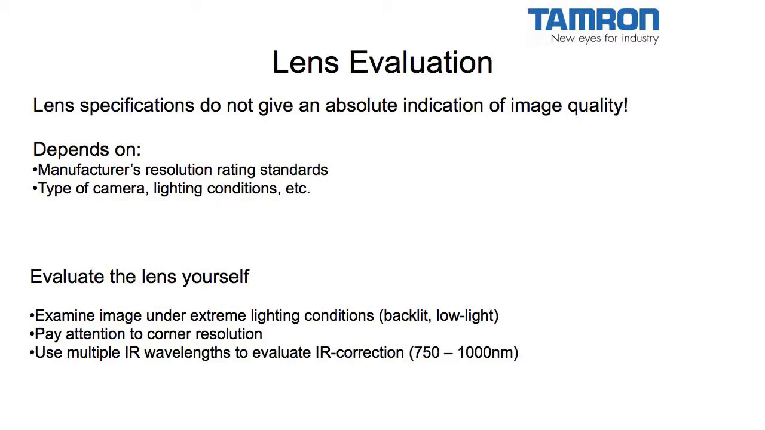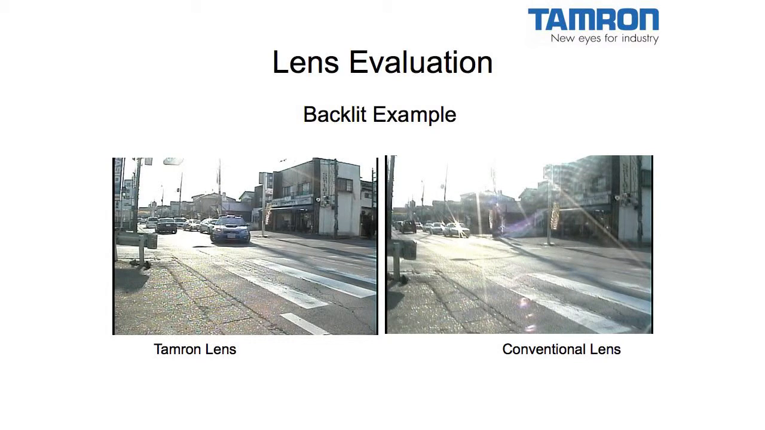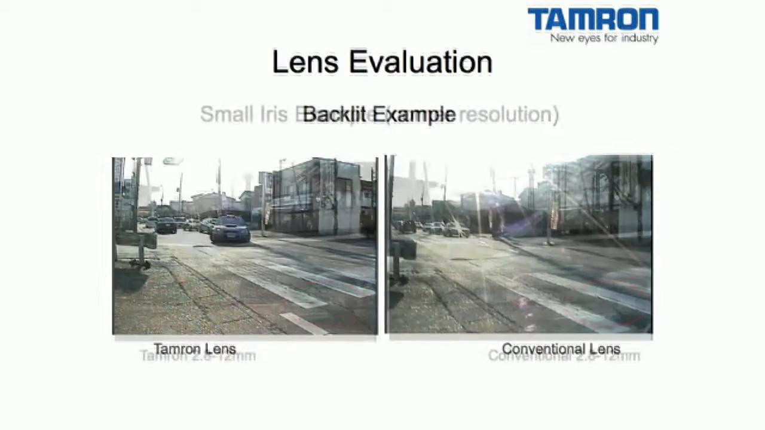Examine the performance of the lens in extreme lighting conditions. Pay particular attention to the resolution in the corner of the image. If you are evaluating a day and night lens, test the performance over a wide range of infrared wavelengths. Only by evaluating the lens's performance in your specific application can you be sure that the lens is suited to your needs. For example, try evaluating your lens in strong sunlight and look for flare, ghosting, and other artifacts that affect the quality of your image.